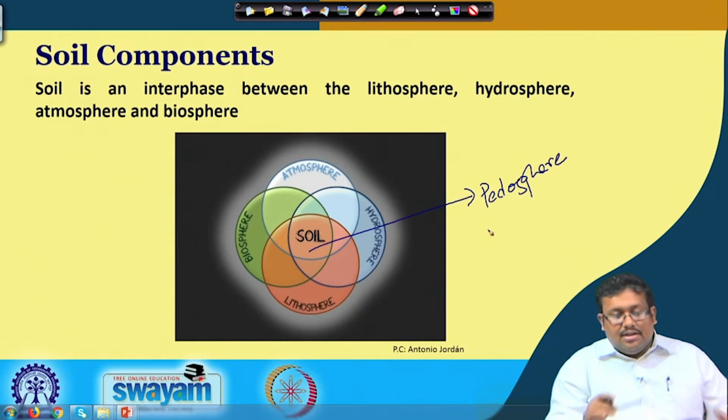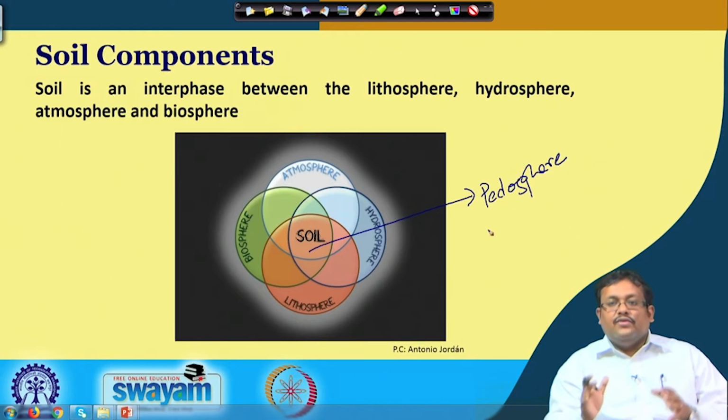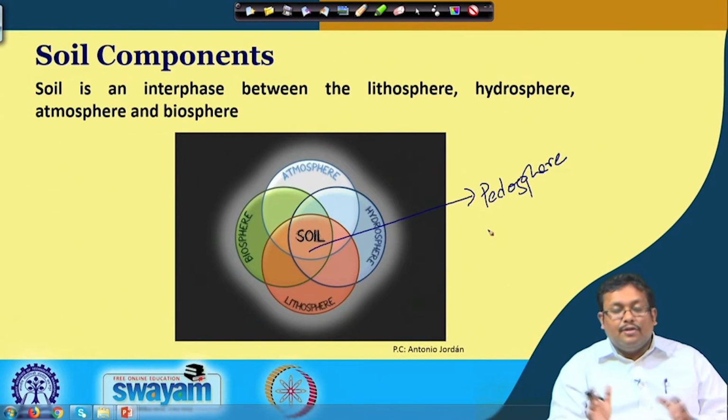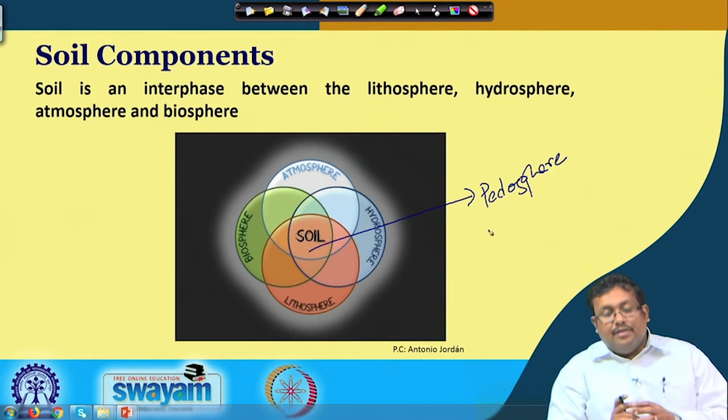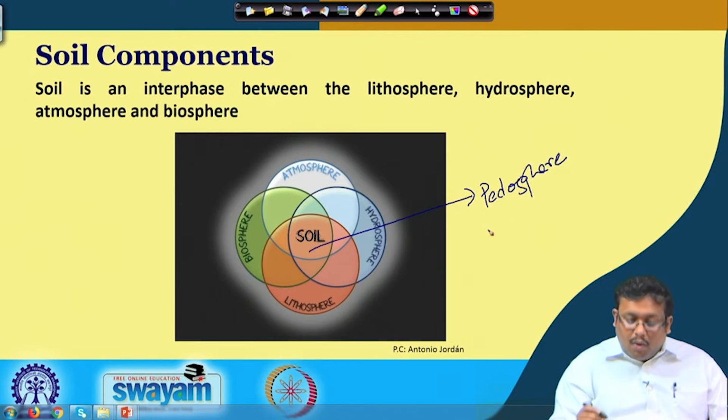So, again, soil is basically the intersection of 4 different spheres: atmosphere, hydrosphere, lithosphere and biosphere. Mineral matter generally comes into the lithosphere, organic matter comes into the biosphere, atmosphere is basically soil air, and hydrosphere generally represents soil water.